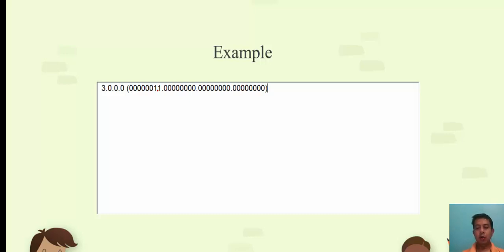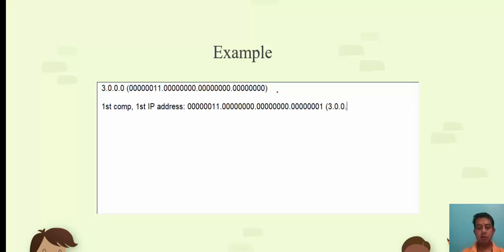Now it started to connect computers. So what would be the first computer? The first computer would obviously be this string, this whole string, and this last bit will become 1. Clear? So my first computer, or the first IP address of my network, is this one. So the IP address of the first computer would be 3.0.0.1. Clear? This will be very clear.